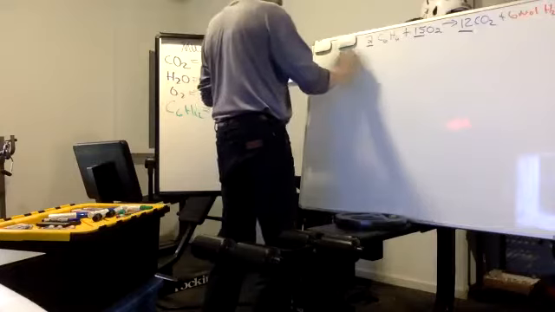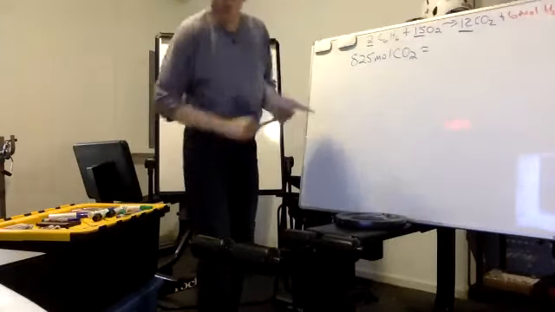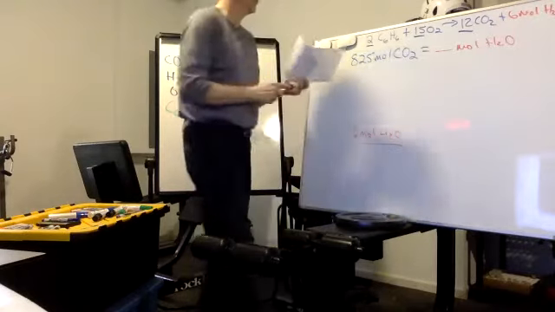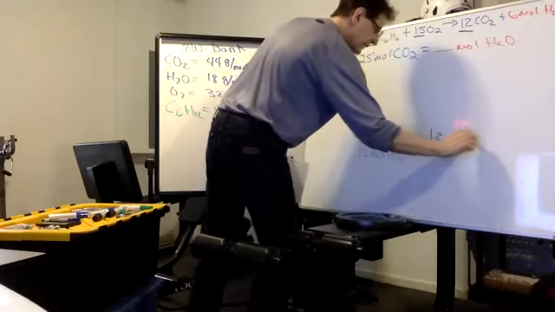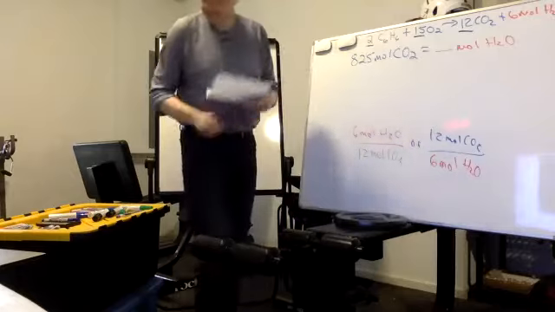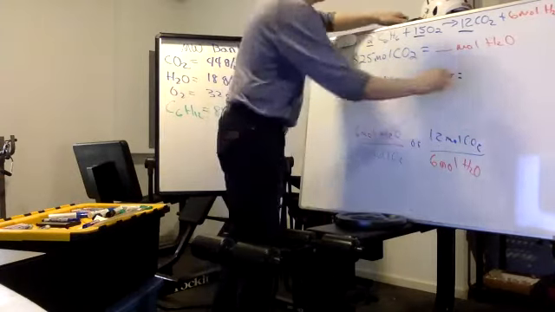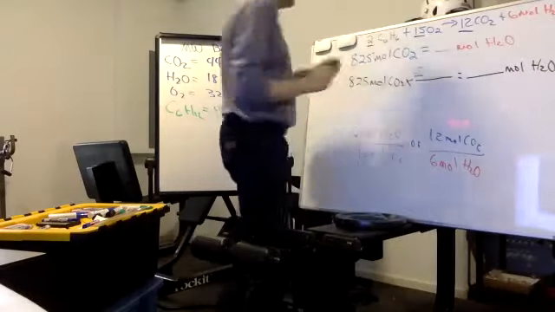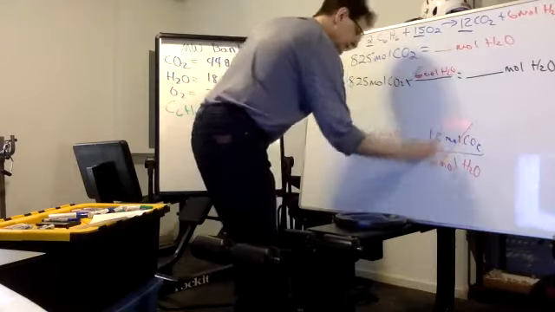It's 825 mole of CO2, and I'm converting that to mole H2O. So I'm going to need this over this, or this over this. Set it up. I need a mole of H2O. So I need option A.